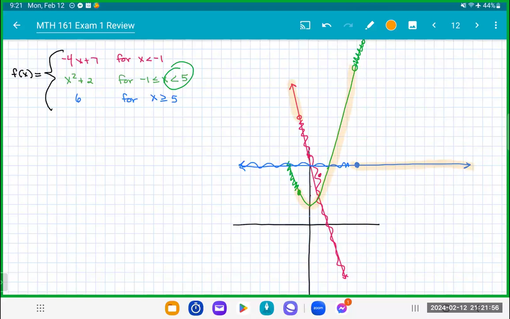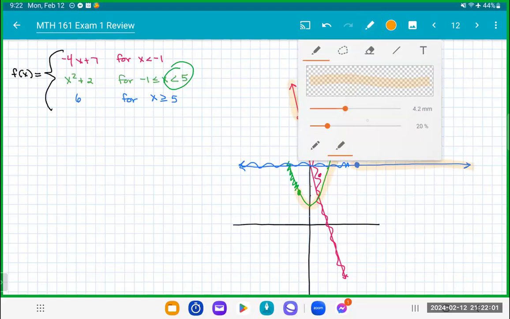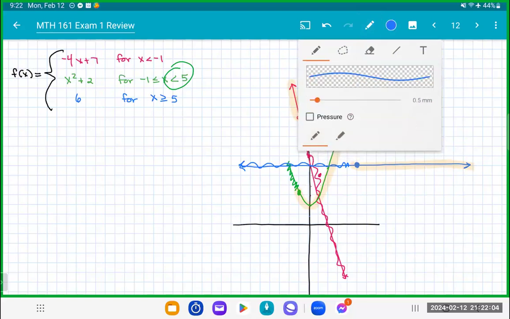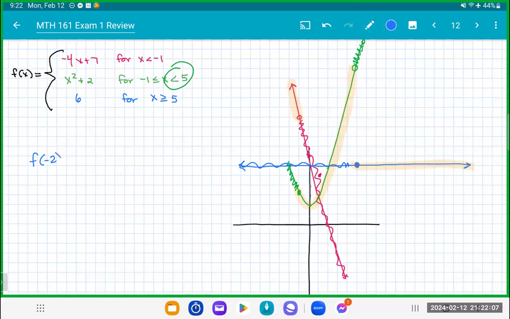Now, if I asked you to evaluate some points, if I had said something like evaluate, I don't know, f of negative 2, you could do that. I could do it graphically or I could use my equations. Negative 2 is here, so that must be on the red equation. We see that because that says x less than negative 1. So that would be negative 4 times negative 2 plus 7. So that is 8 plus 7, which is 15.